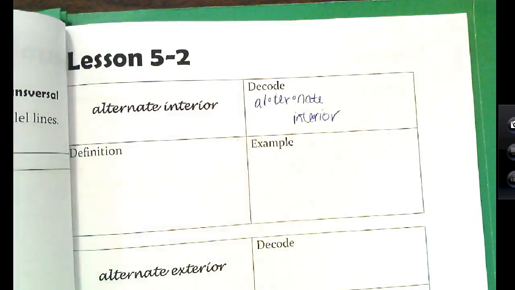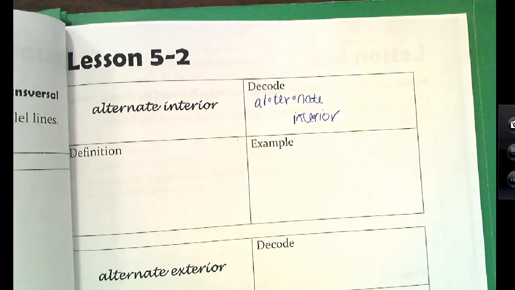So alternate interior, that's our first vocabulary word, and we're going to practice saying that as well. So our first word today is alternate interior. What's the word? Alternate interior. Ready? Alternate interior.